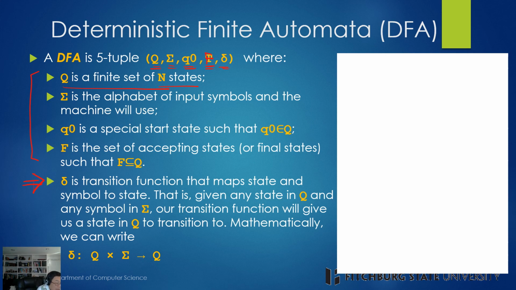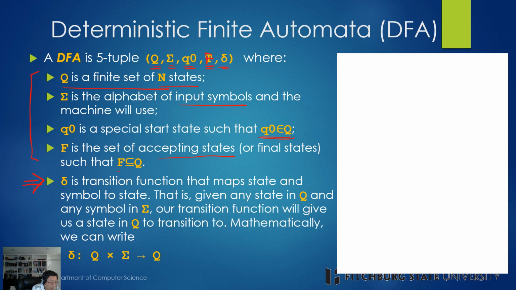Sigma is the alphabet of input symbols, and Q0 is the special start state. Of course, Q0 is the start state, which belongs to the general finite set Q, so it's a member of the set of states. F is a set of accepting states, or final states.